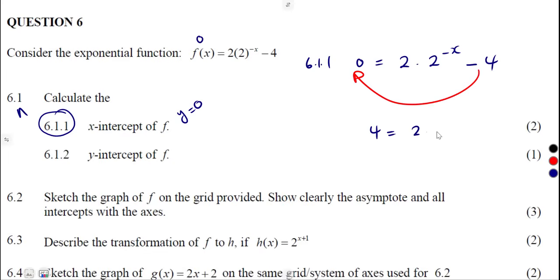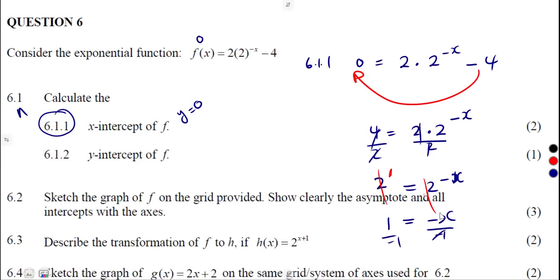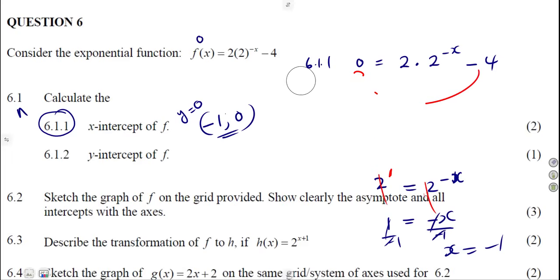So 4 is equal to 2 times 2 to the exponent of minus x. All right. Let's divide by 2 here, since we've got a product. So 2 is equal to 2 to the exponent of minus x, where we understand any number when it is written, it is the same as to the exponent of 1. We're back to your exponential equation. Same bases, you equate the exponents. 1 is equal to minus x. So divide by -1 by -1 to find x. So that's -1. So our x-intercept is -1, 0 there, where x is -1, y is equal to 0.